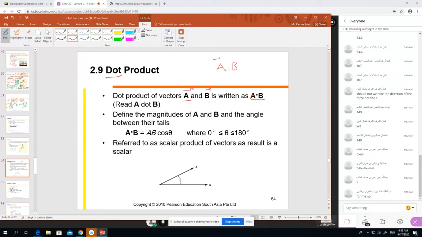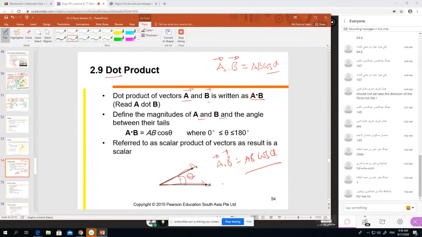But when you write by hand, you write it like this, A dot B. What is A dot B? A dot B equals the magnitude of A and B times cos theta. That's it, a simple thing. We define the magnitudes of A and B and the angle between them. Suppose one vector is in this direction, another vector is in that direction, and the angle between them is theta. Then A dot B equals AB cos theta.